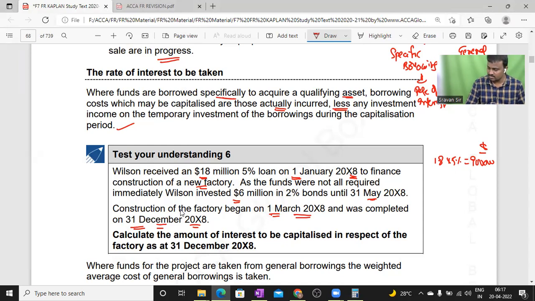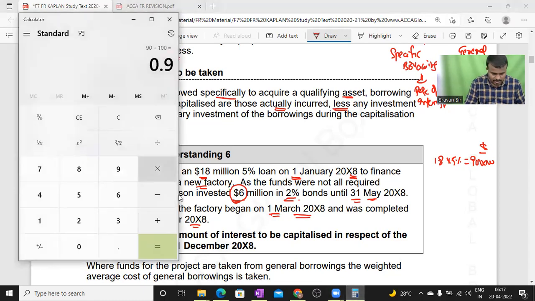Some part is invested. So how much amount invested? $6 million. Then we get some interest, so $6 million into 2%. That is the interest income received. For how many months? Until 31st May only we received: January, February, March, April, May. Only for 5 months.